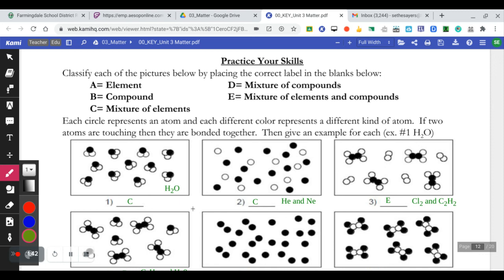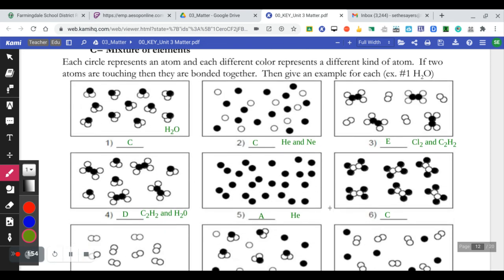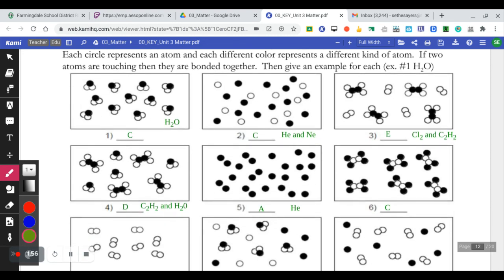If you couldn't think of anything, the idea was, for example, C, this is a compound, and I wanted you to think, well, maybe that's H2O because it's got two H's and an O. So just take a look at these. I gave a couple of examples, but it's not required because I didn't do them all either.